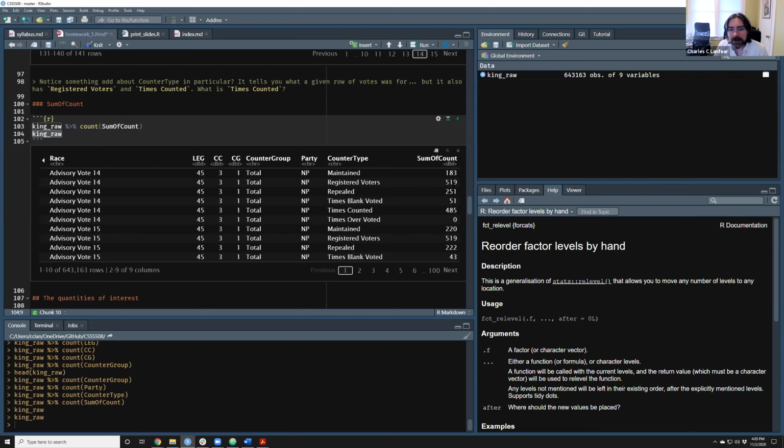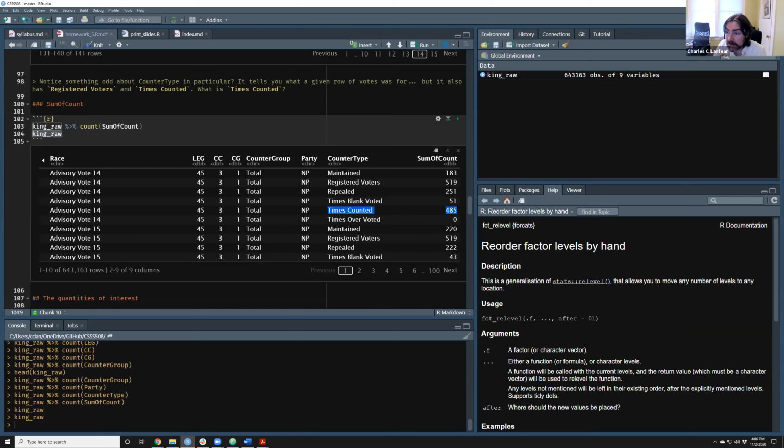Okay, but then what do you think something like this means? For this particular advisory vote 14, people could vote to maintain it, or they could vote to repeal it. You'll see that there's 183 maintained, 251 repealed. Well, what is times counted over here? What would you think times counted means? Any guess? Is that literally the number of times the ballots were counted in that precinct?